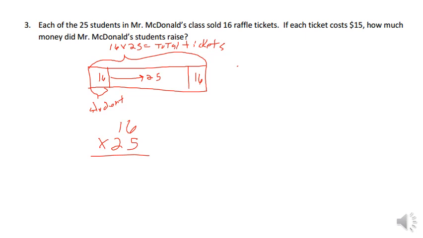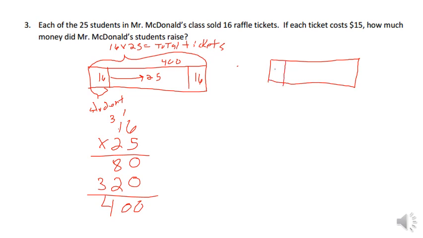So let's go ahead and do that. 16 times 25. I'm going to use the standard algorithm. 6 times 5 is 30. Here at 3, 5 times 1 is 5, and 3 is 8. Going to our 20, we're going to put our 0 down. Now we got 2. 2 times 6 is 12. Here are 1. 2 times 1 is 2, and 1 is 3. So we can see we have 400 tickets.